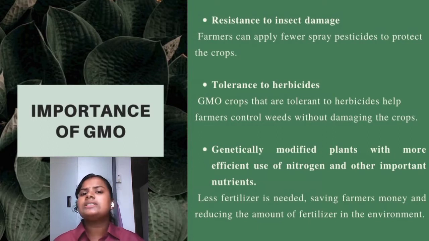Third, genetically modified plants with more efficient use of nitrogen and other important nutrients mean less fertilizer is needed, saving farmers money and reducing the amount of fertilizer in the environment.